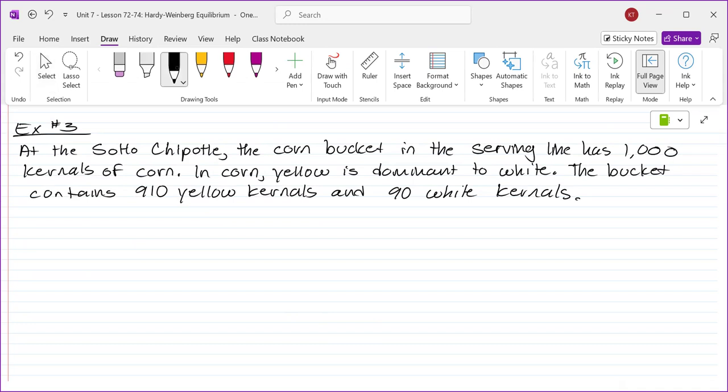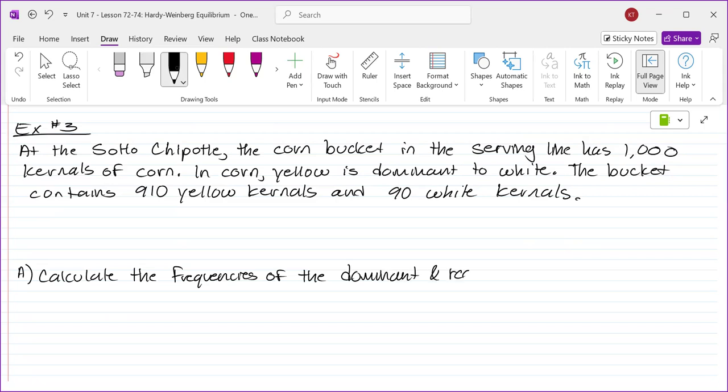Okay, here's part A. Calculate the frequencies of the dominant and recessive alleles. I'll give you a moment to finish writing that down. Then on the YouTube video, I'm going to pause the recording. So if you're watching this at home, just pause the video and let yourself work them out. And I'll resume the video once the students in class have had a chance to work it out on their own.